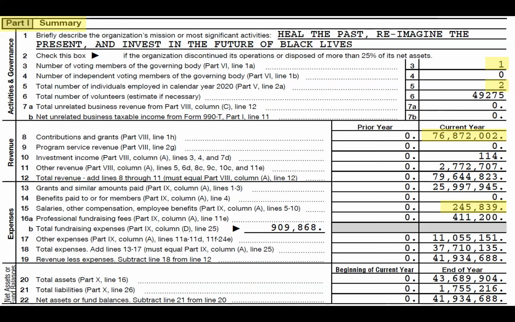And then the next red flag that I've identified is from line 15 in the expenses section, and that is the $245,839 for salaries or other compensation and employee benefits. That can't be right when it was determined that the board secretary, Shalomyah Bowers, received over $2 million for the work he provided as a consultant through his consulting business. So how can it be $245,839 when only one person alone earned over $2 million? So these are the red flags that I've identified in Part 1, which is the summary section of the Form 990 information return.